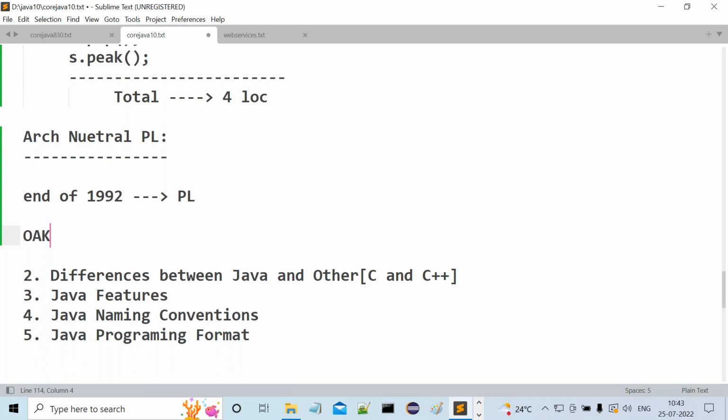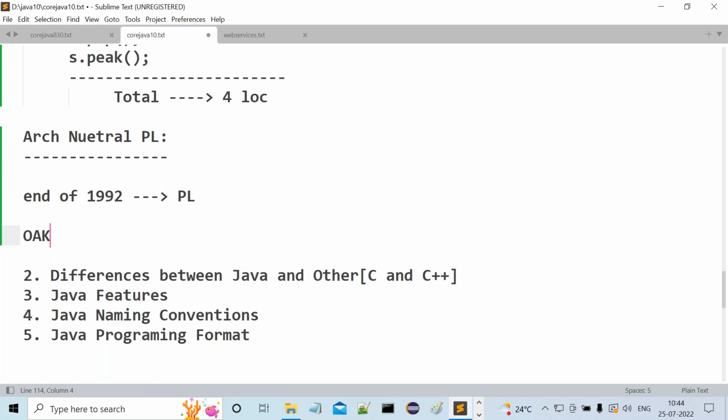So James Gosling thought, why don't we give this name to our new programming language? Immediately he sent his proposal to Sun Microsystems. James Gosling sent this proposal to Sun Microsystems, but unfortunately, what happened? Sun Microsystems rejected this option from James Gosling.